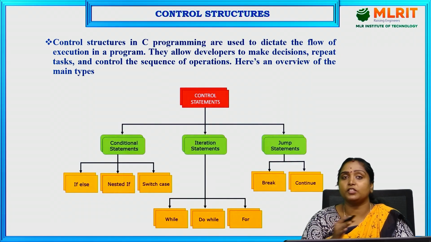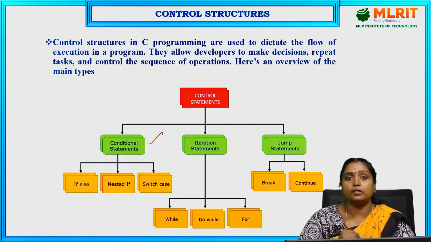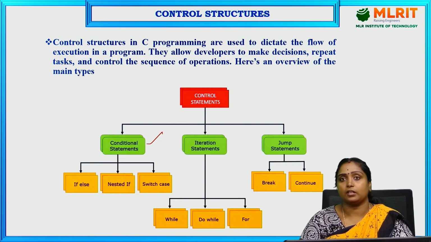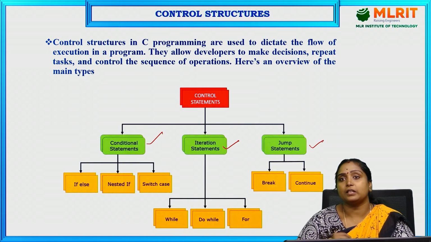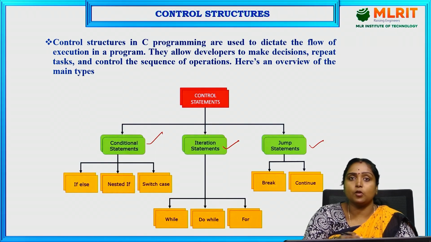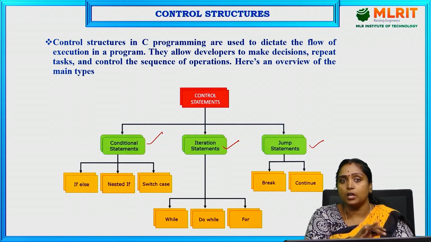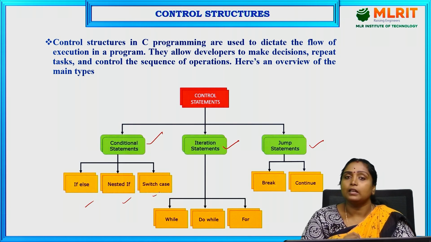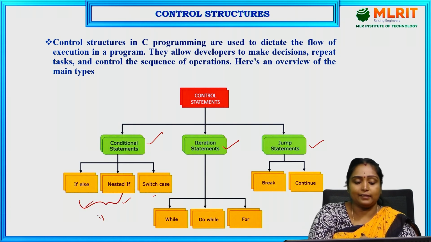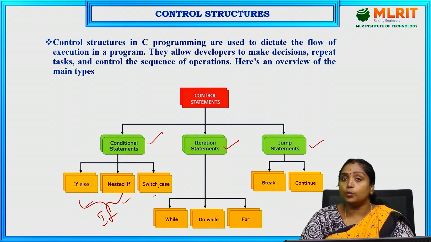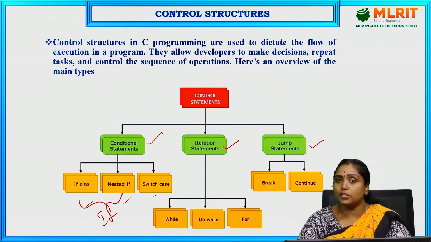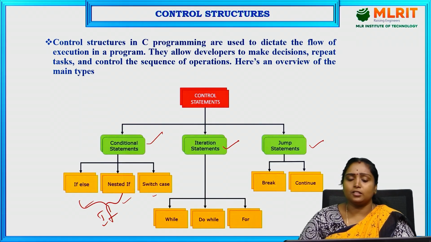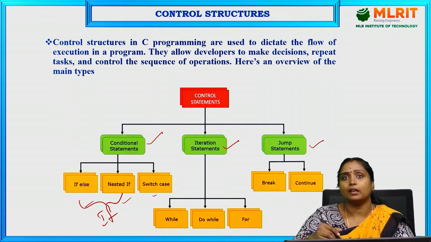The control statements are divided into 3: the conditional statements, or decision control statements, or selection structures; the second is iteration statements, or repetition statements, or you can call them loops; and the third is jump control statements. The conditional statements are divided into if else, nested if, as well as switch case, or together we can call them if statements and switch cases. The loop control statements are divided into while, do while and for, and jump control statements are break and continue. For the next 3 sessions, we are going to discuss all these one by one.